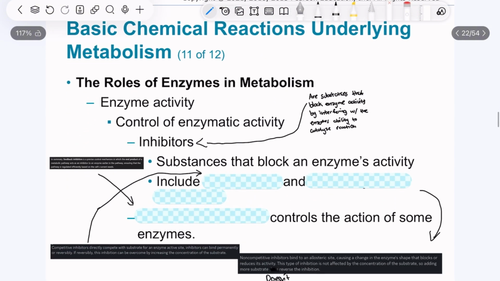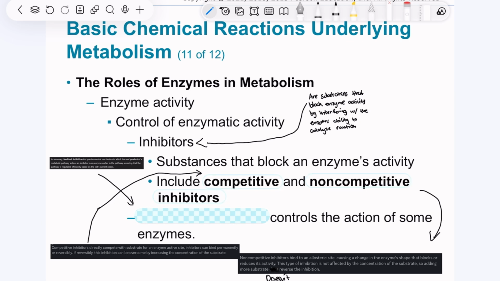And then we move on to inhibitors. Inhibitors are substances that block enzyme activity by interfering with the enzyme's ability to catalyze a reaction. This includes competitive inhibitors and non-competitive inhibitors. Competitive inhibitors directly compete with substrates for an enzyme's active site. Inhibitors can bind permanently or reversibly, and if reversibly, this inhibition can be overcome by increasing the concentration of the substrate. A non-competitive inhibitor binds to an allosteric site, causing a change in the enzyme shape that blocks or reduces its activity. This type of inhibition is not affected by the concentration of the substrate.